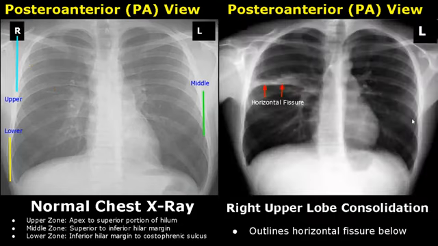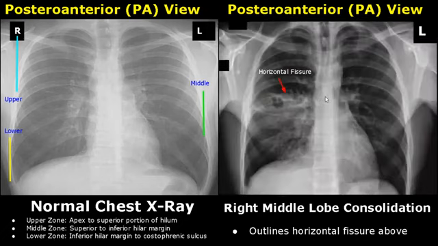Here we can see right upper lobe consolidation. The consolidation is the bright area and usually occurs due to pneumonia. This consolidation has made the horizontal fissure prominent. We can see it very easily. The consolidation is above the horizontal fissure, so it means it is in the upper lobe of the right lung.